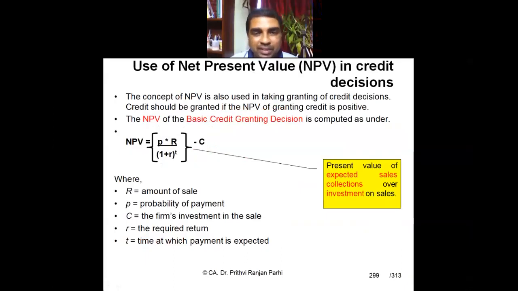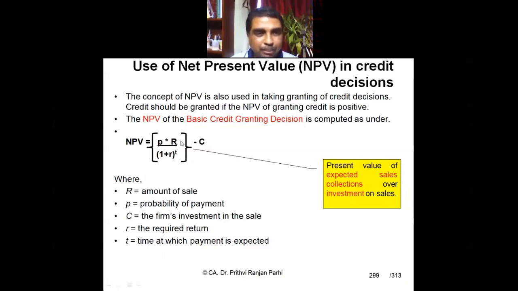Right. So coming to payable management, here is one formula which deals with computation of NPV on the basis of the credit granting decision. Suppose you want to grant credit, then you need to know what is the net present value of that decision. This formula helps us to compute the net present value of the credit granting decision.